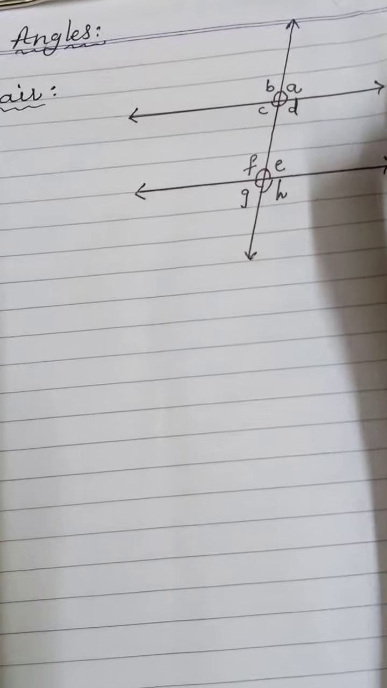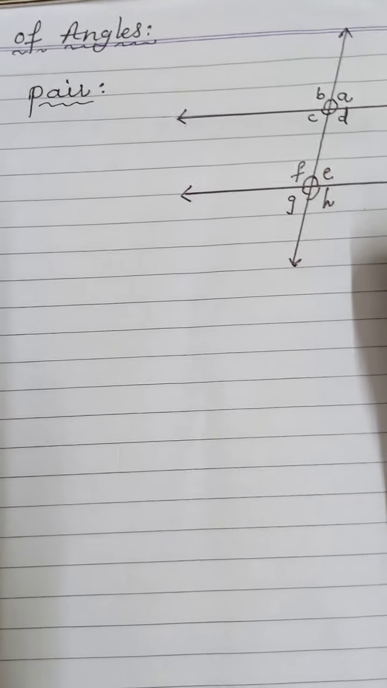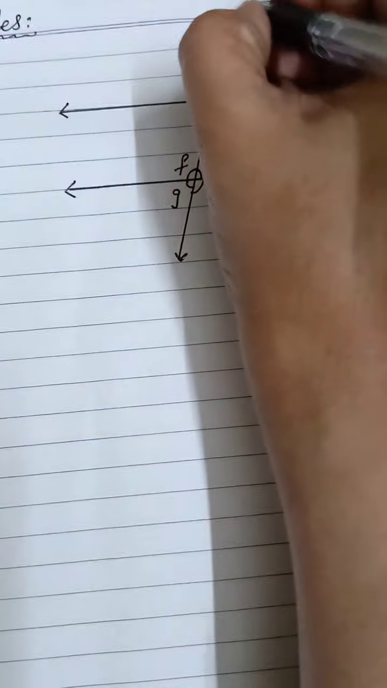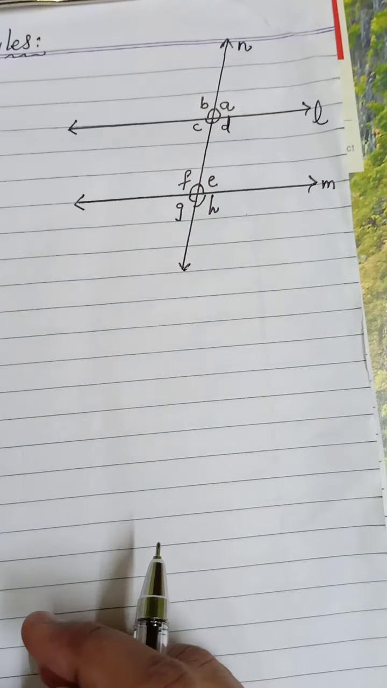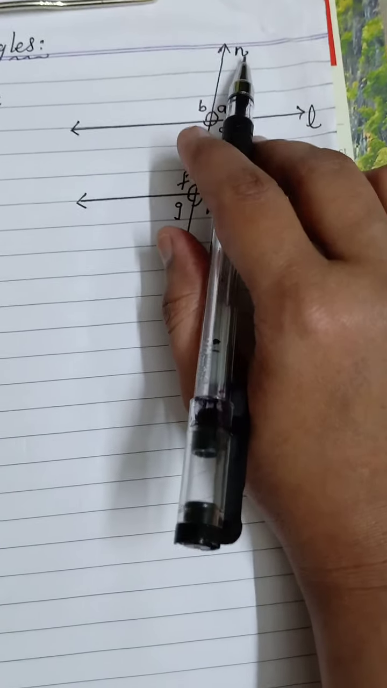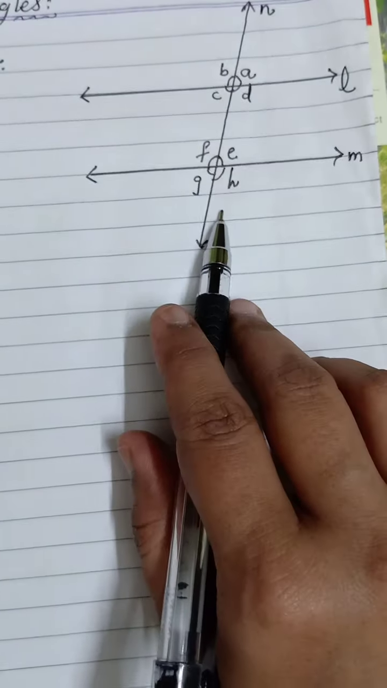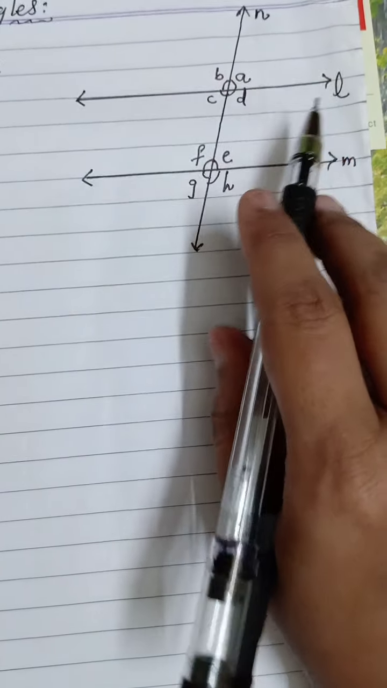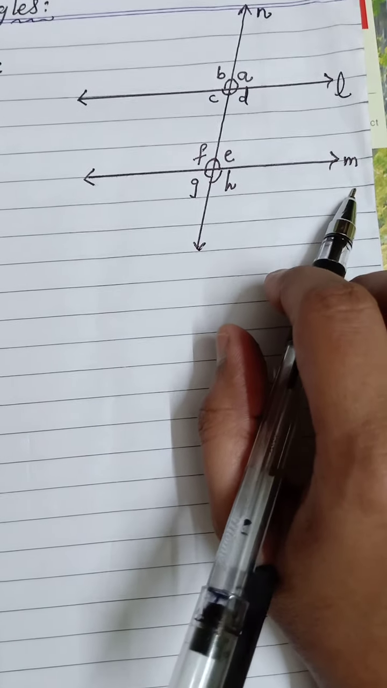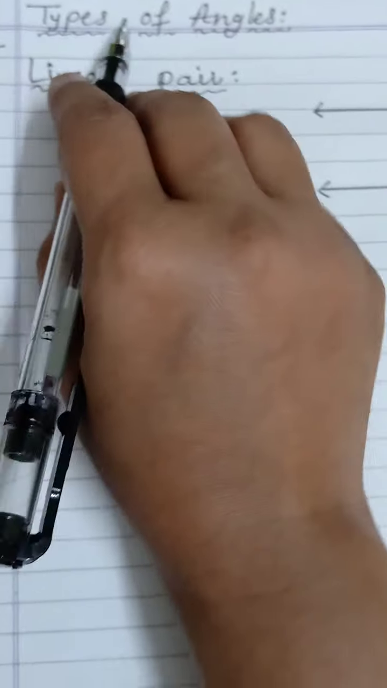First of all, we will see the types of angles. I have taken two parallel lines, line L and line M, and one transversal, that is line N. Transversal means a line which intersects the lines. So the transversal intersects line L as well as line M. Now we are going to see the types of angles.